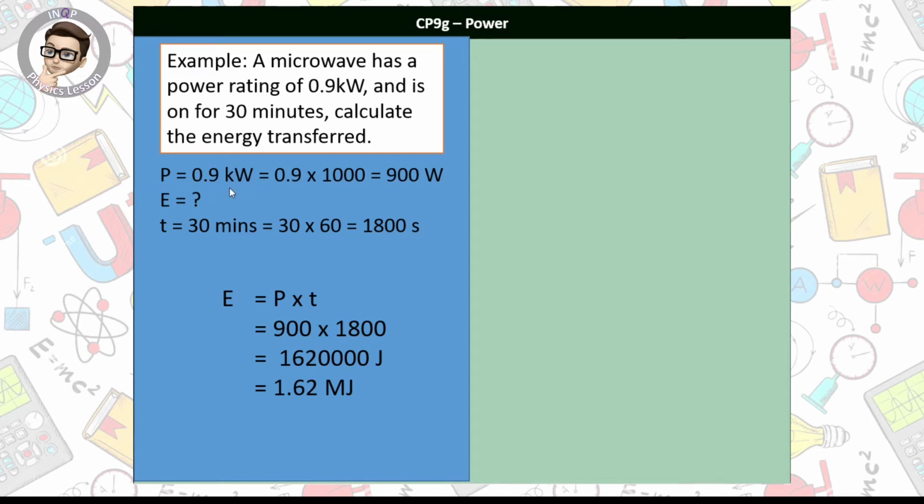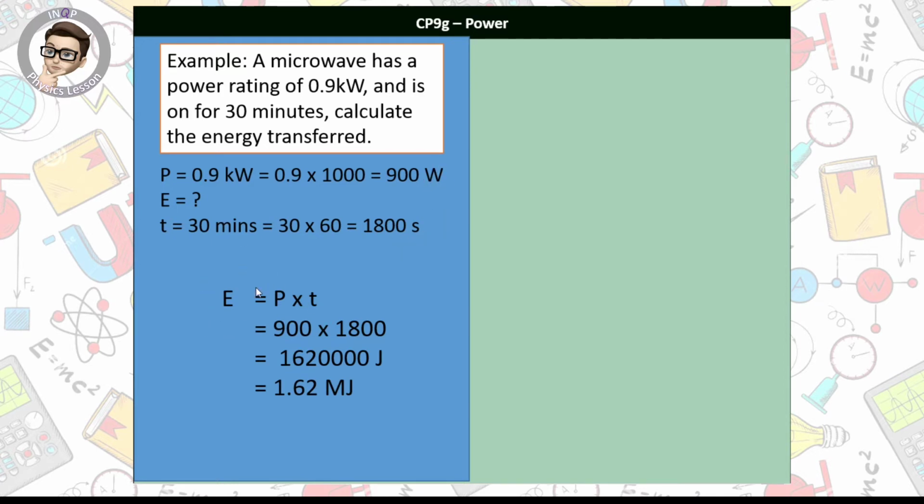Well, 0.9 kilowatts means 0.9 times 1,000, because remember kilo means 1,000, so it's 900 watts. We don't know the energy, but we do know the time. The time is 30 minutes, and every 1 minute is 60 seconds, so it's 30 times 60 seconds, which is 1,800 seconds. Everything now is in the correct units.